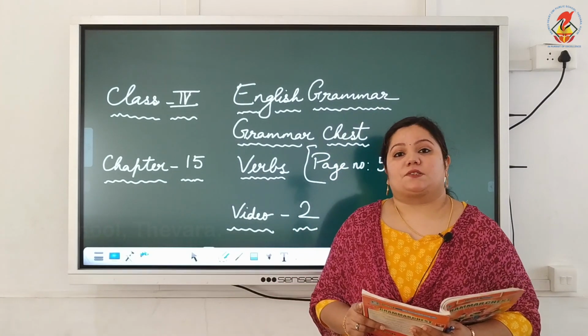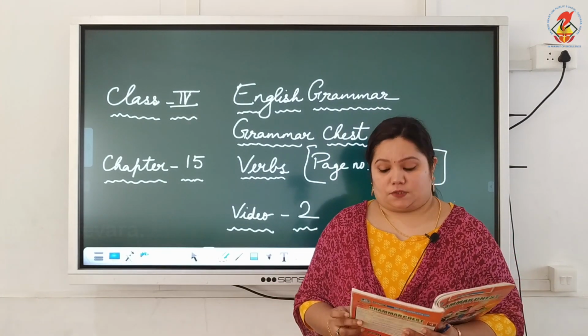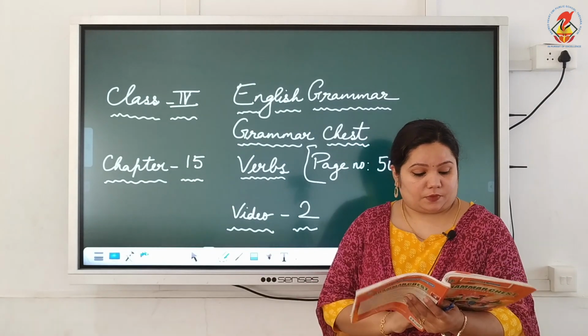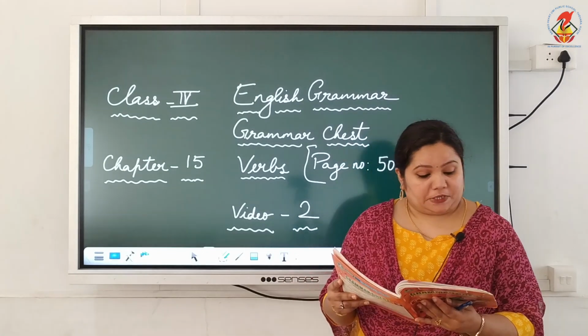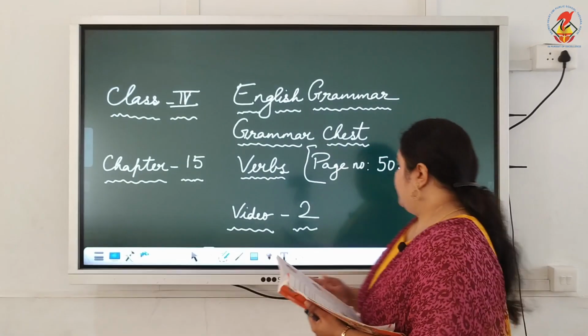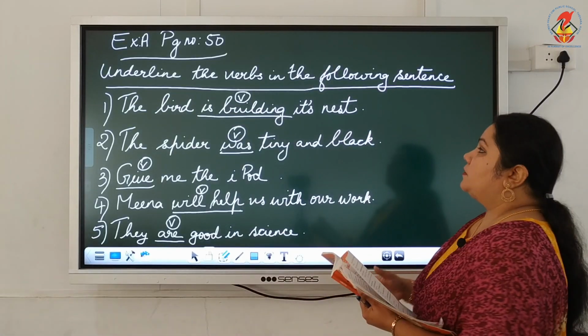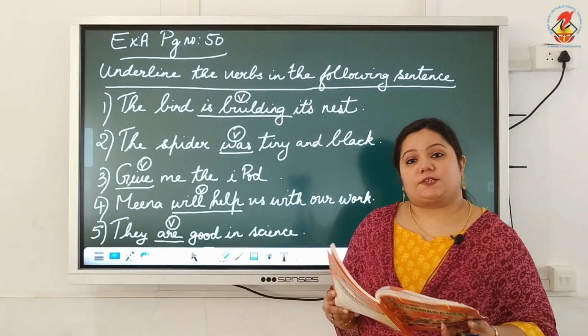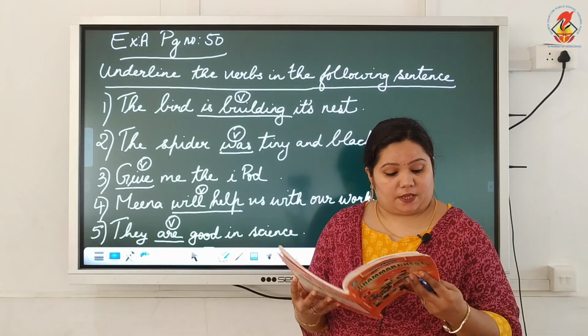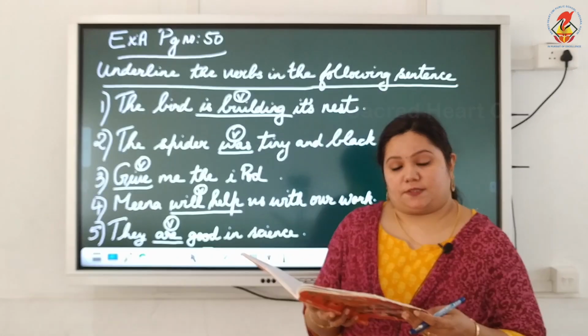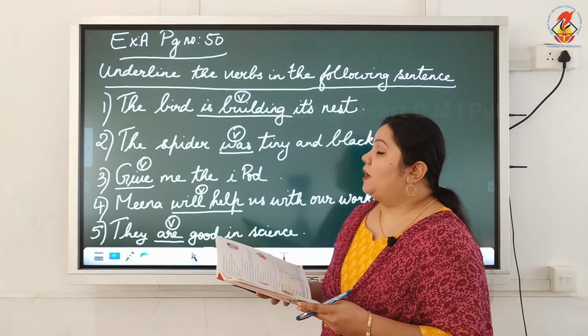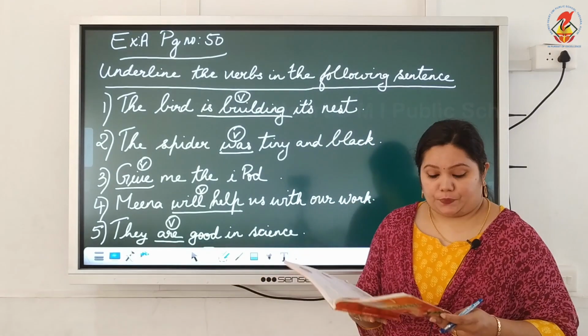And so now let us discuss our exercises on page number 50. So I want all of you to turn to page number 50. We are doing our first exercise now. Exercise A on page number 50. Underline the verbs in the following sentences. Okay. I have done a few on the board for you.